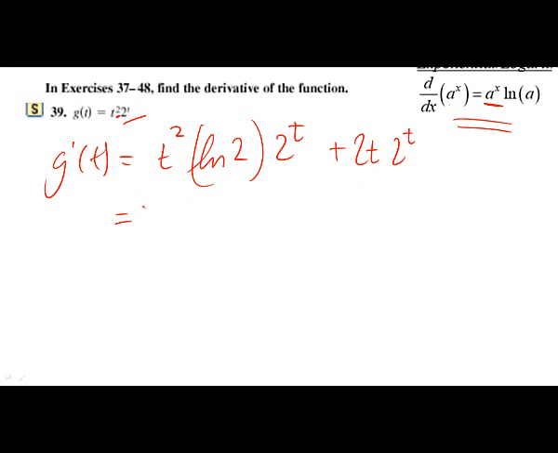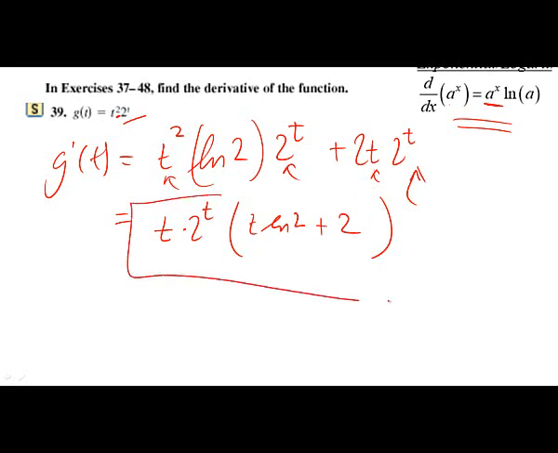Now, from there, it could be left like that. They could do a greatest common factor out. I have a t in common, and we have this 2t in common. So they could pull out t times 2 to the t, and then left behind I would have, what, t natural log 2 plus 2. So, either one of those are good answers. I don't know if I put that one on. I don't think I did.